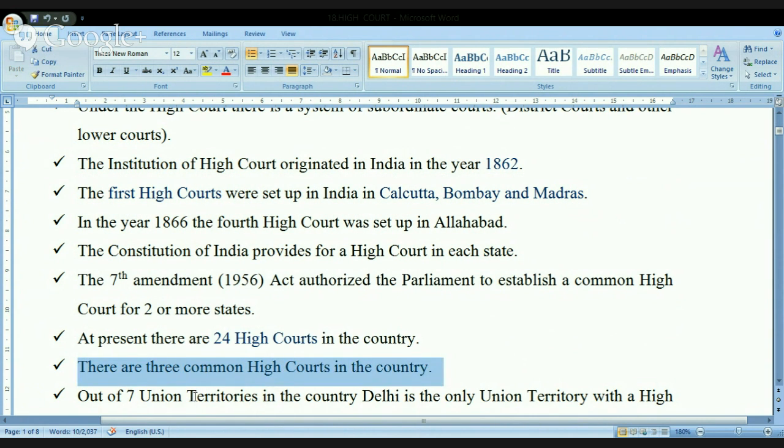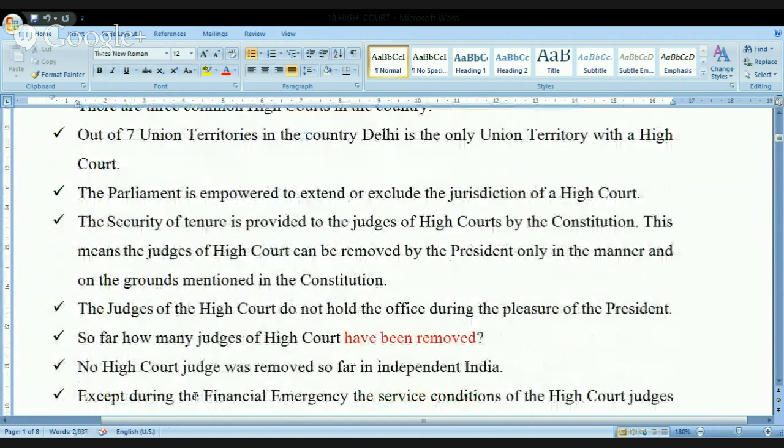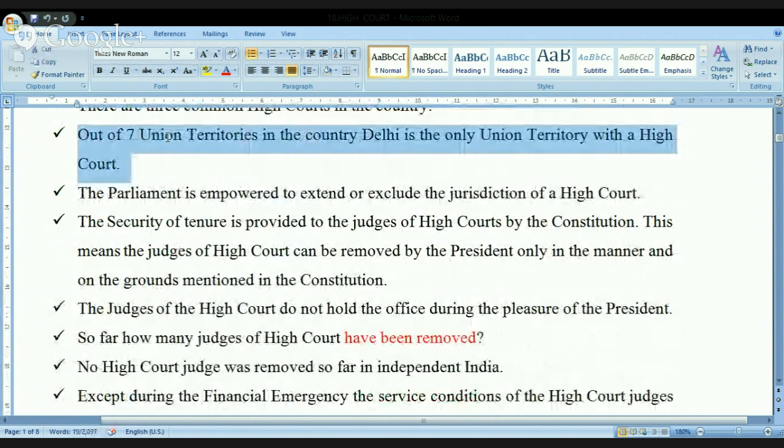Look at this next one. Out of the 7 union territories in the country, Delhi is the only union territory with a High Court. Remaining all union territories are attached to other High Courts. But Delhi is an NCT, National Capital Territory, and it is the only union territory with a High Court.